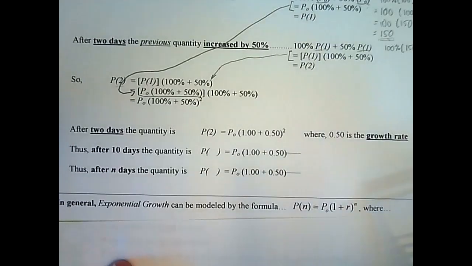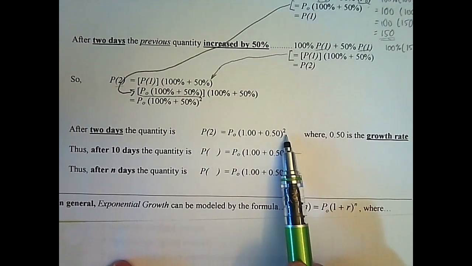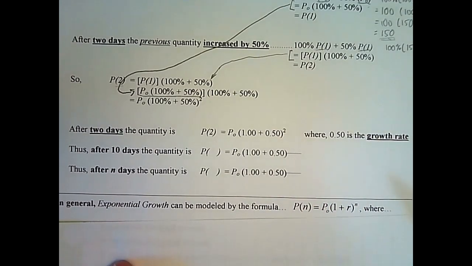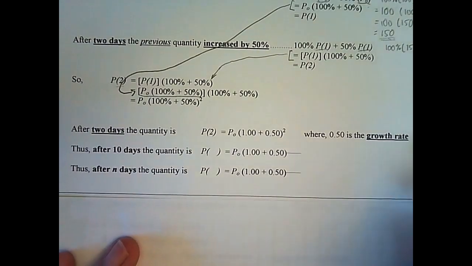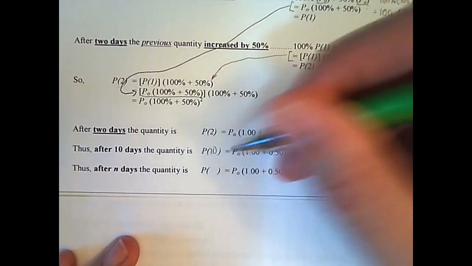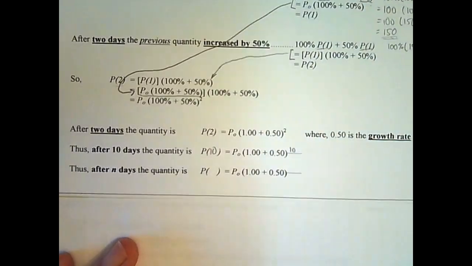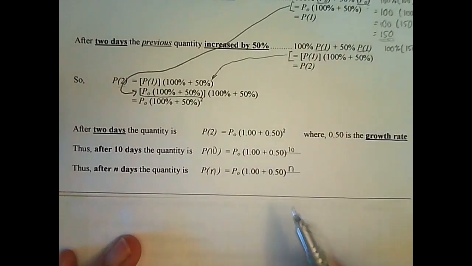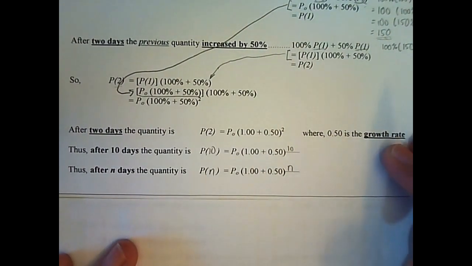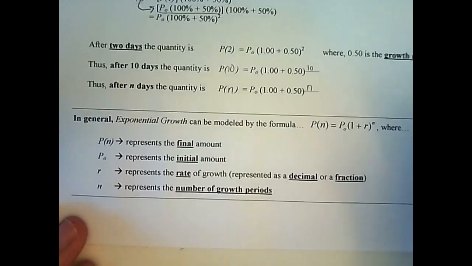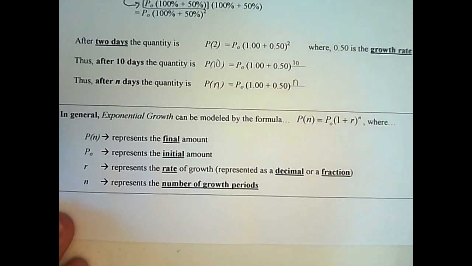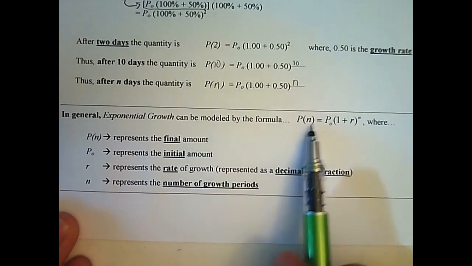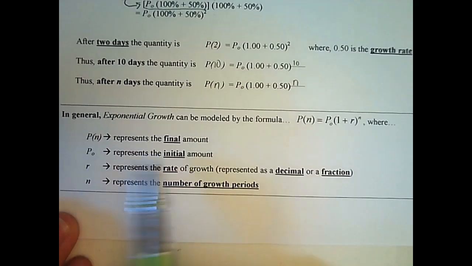We see that after 2 days, our exponent here is 2, where 0.5 is the growth rate, because that's how much it increases percent-wise every day. So after 10 days, you can expect the exponent here to be 10, and after n days, it's going to be the exponent n, where n can be any number of days based on this situation. So this equation is called our exponential growth and can be bundled by this formula, where Pn is the final amount that we were looking for. P0 here, our variable here, is the initial amount that we said.